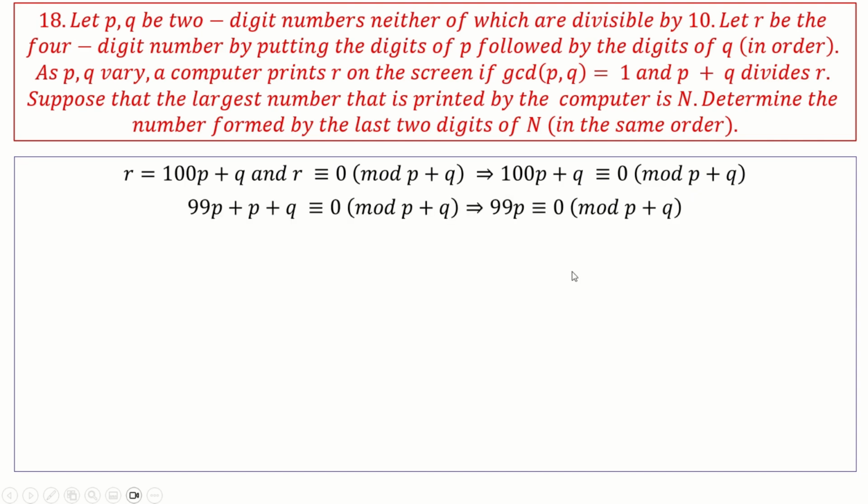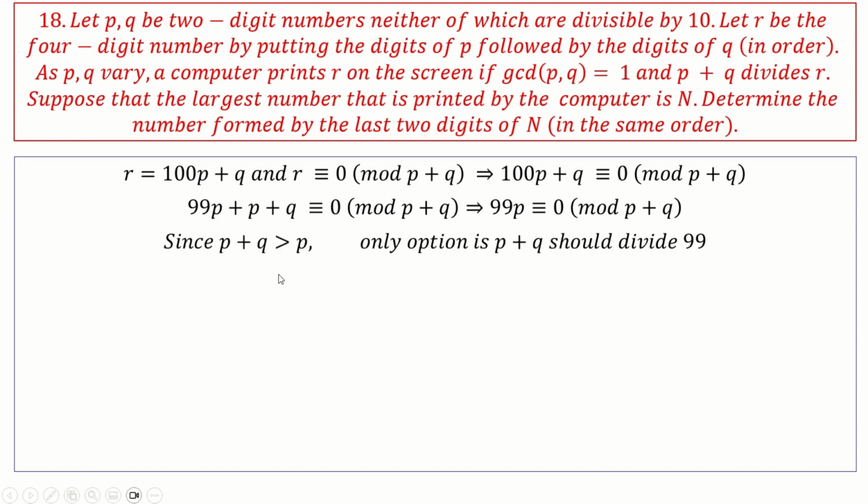So now from this what I can derive is, I can write the LHS side as 99p plus p plus q. 100p I am dividing as 99p plus p, so 99p plus p plus q congruent to 0 mod p plus q. We can clearly see this part is divisible by p plus q. So this implies 99p also should be divisible by p plus q, correct? So 99p congruent to 0 modulo p plus q. 99p also should be divisible by p plus q. Only then this is possible, correct?